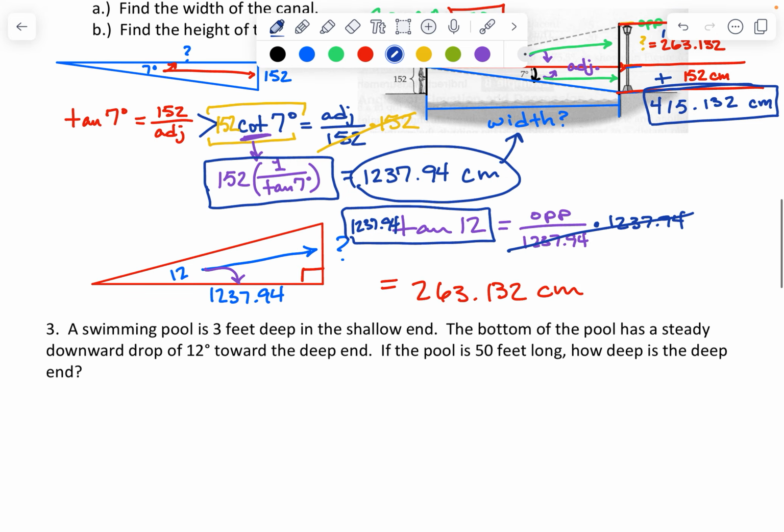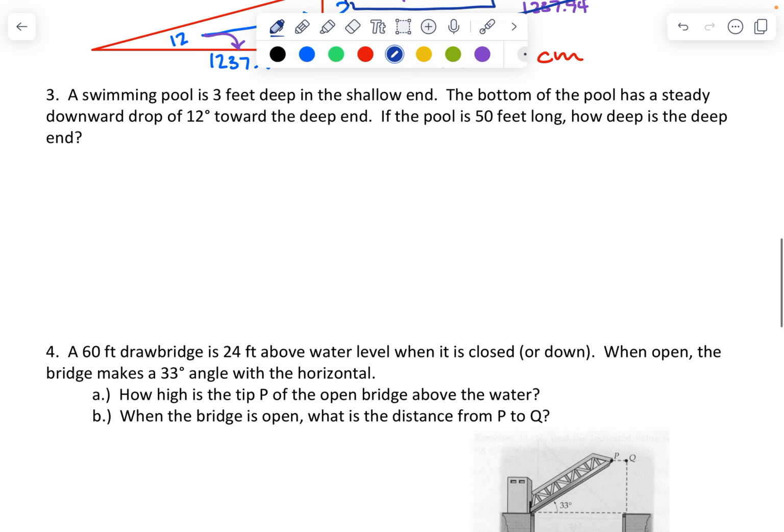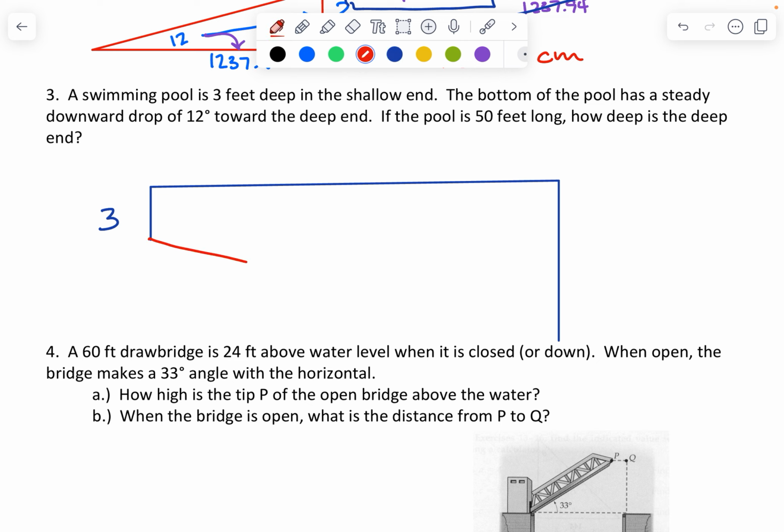Now, let's keep moving. A swimming pool is 3 foot deep in the shallow end. The bottom of the pool has a steady downward drop of 12 degrees towards the deep end. If the pool is 50 feet long, how deep is the deep end? Let's sketch this out real quick. Swimming pool at the shallow end is 3 feet deep. The pool itself, 50 foot long. From the shallow end to the deepest part of the deep end, it declines at 12 degrees.